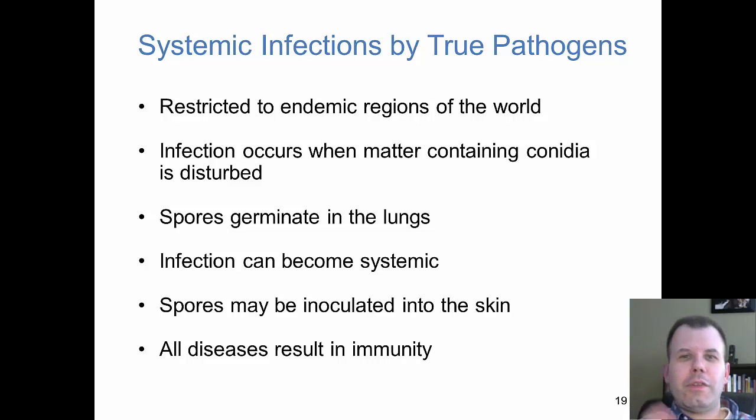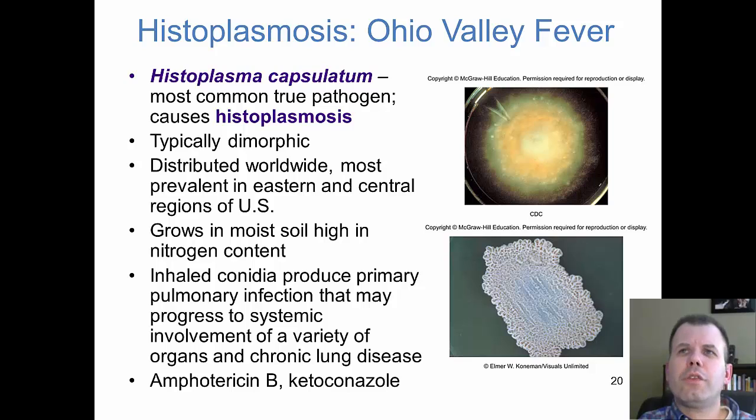And again, all these diseases here will result in immunity because you do get it into the bloodstream, you do get it exposed to white blood cells, so you do see B and T cell immunity in these cases. Okay? All right, so the first one we're going to look at is histoplasmosis, also known as Ohio Valley fever. And so this was first documented, obviously, in the Ohio Valley and areas around that. And again, where we see this is the eastern and central regions of the United States, but it is distributed worldwide.